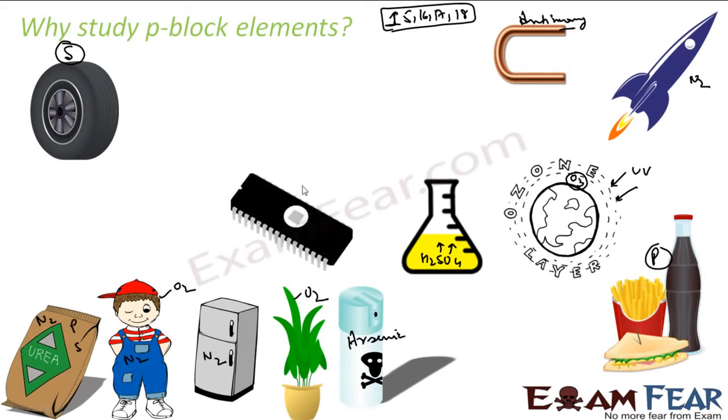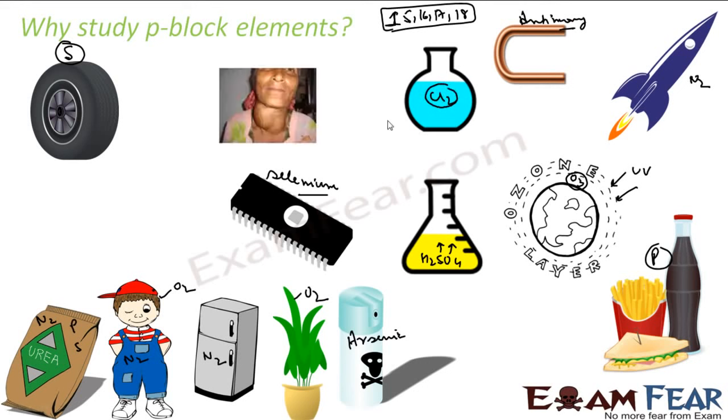right? If you talk about semiconductor, in semiconductor we use selenium, and selenium is also my p block element. If you talk about disinfectant of water, we use chlorine. We use chlorine for disinfectant of water, and chlorine is again my p block element. Iodine helps to secrete the thyroid hormones, right? If you have deficiency of iodine, you get this disease called goiter. So iodine, which is used to produce thyroid hormones, is again my p block element.